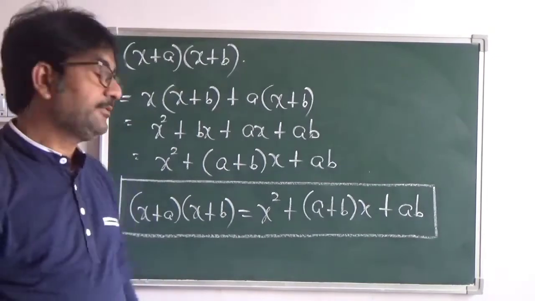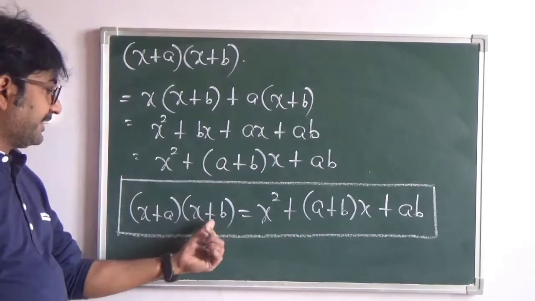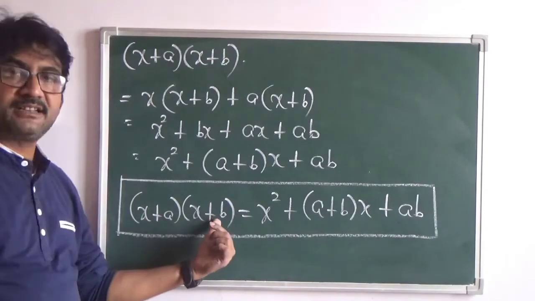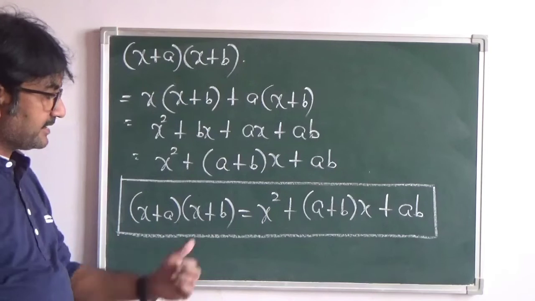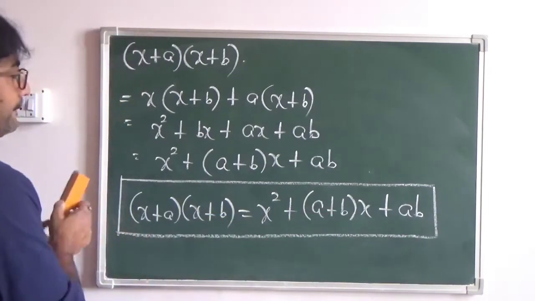Okay. Now we can have special cases of this. That is, if you change the sign of b, that is (x + a) into (x - b). So what we do, we change the sign of b to minus. Let us see.